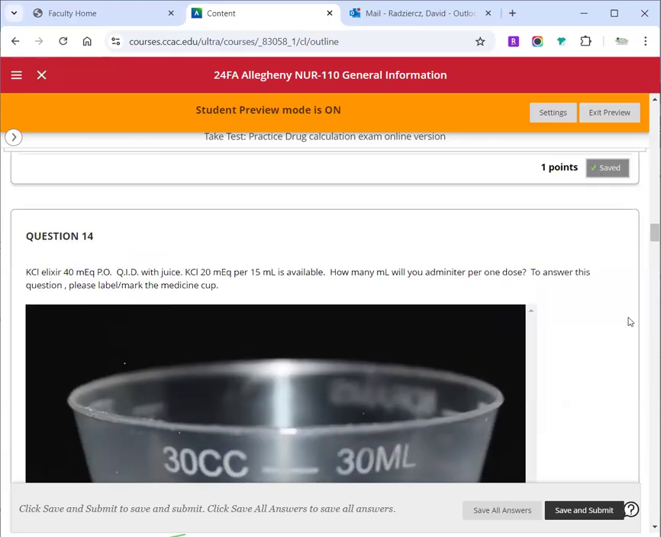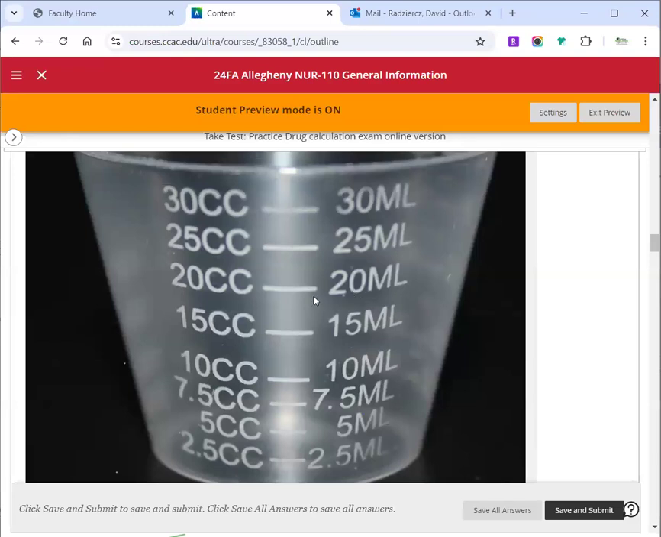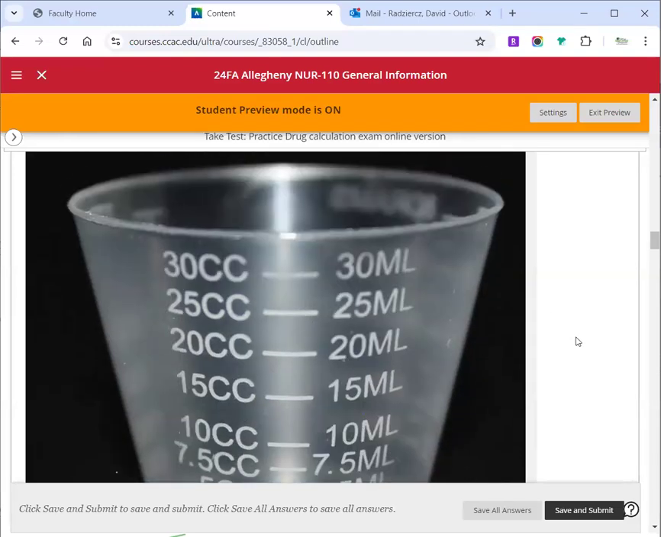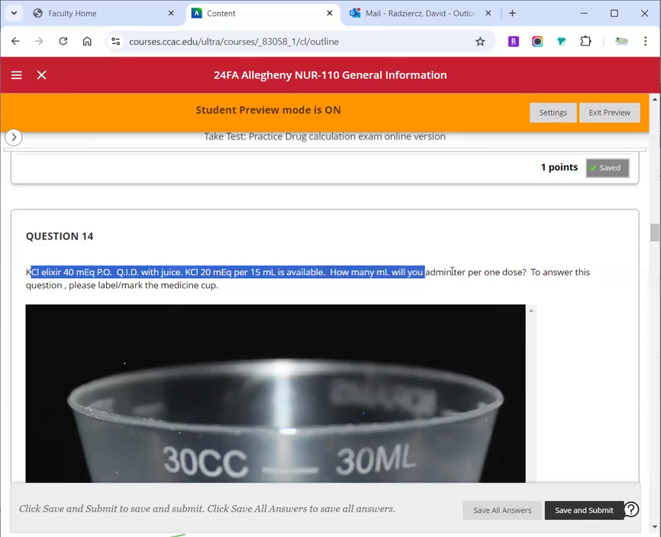All right. Now this one says this is a 2-parter. Okay. You have to do some math, but then they want you to choose the coordinates on the actual cup. Okay. So it says potassium chloride elixir, 40 milliequivalents by mouth, 4 times a day with juice. What's available is 20 milliequivalents per 15 ml. And then how many ml will you administer per dose? And then in order to answer the question, you need to mark the cup.